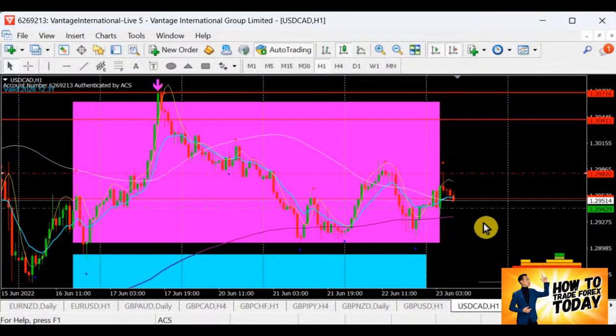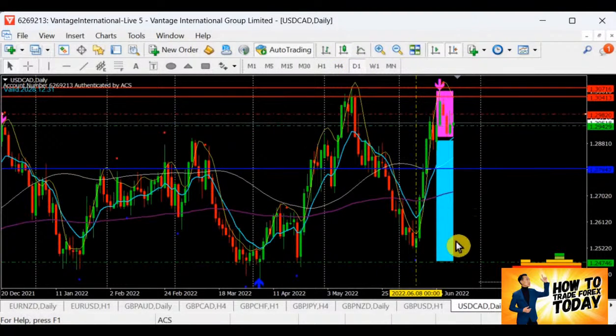Honestly, guys, I'm actually looking out for this dollar CAD to go into the bear run. So it will have a bearish market in this area. So I'm still waiting. Guys, you can also wait for this to happen. You can just play back my video later on to check out the dollar CAD.